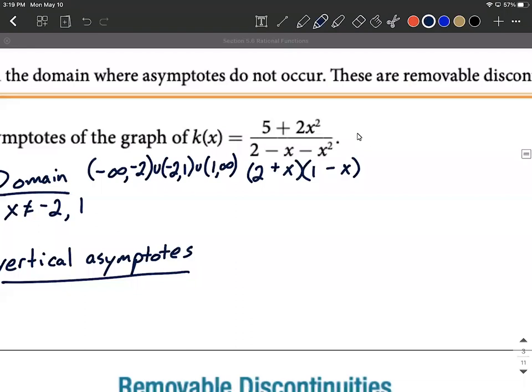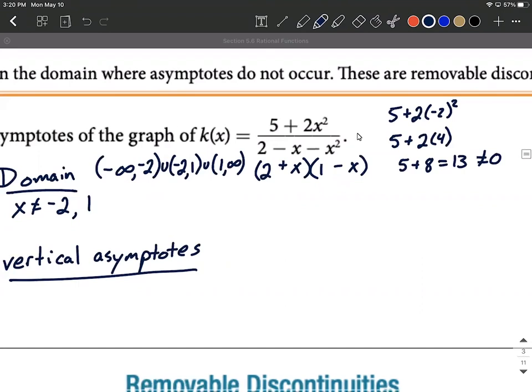So the first one is x equals negative 2. Let's plug this into the numerator, 5 plus 2 times negative 2 squared. And what we're doing is testing to see if this equals 0. So this is 5 plus 2 times 4, or 5 plus 8, which is 13. The important thing, though, is it's not equal to 0. So that means that x equals negative 2 is going to be a vertical asymptote, not a removable discontinuity.